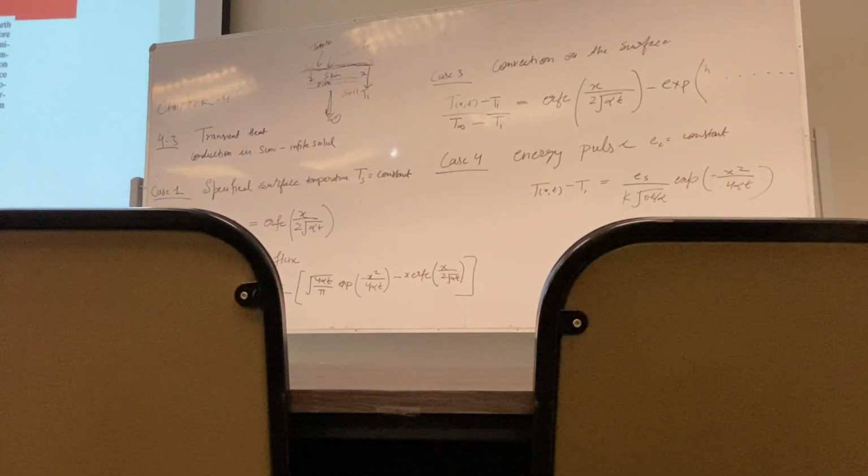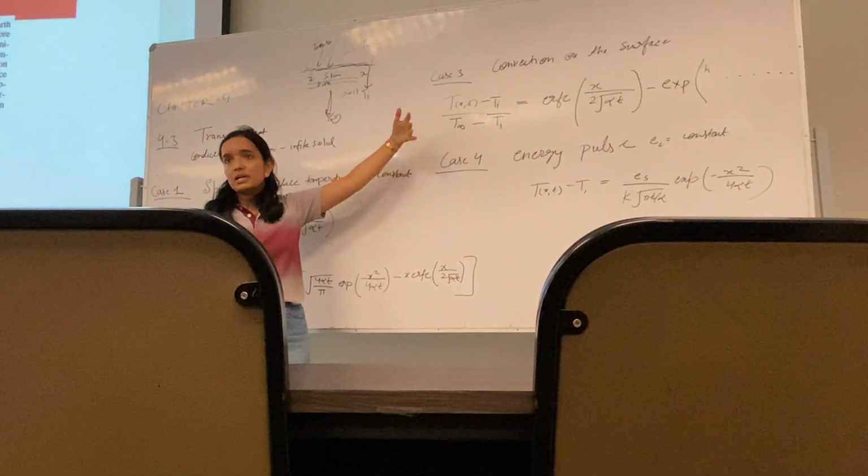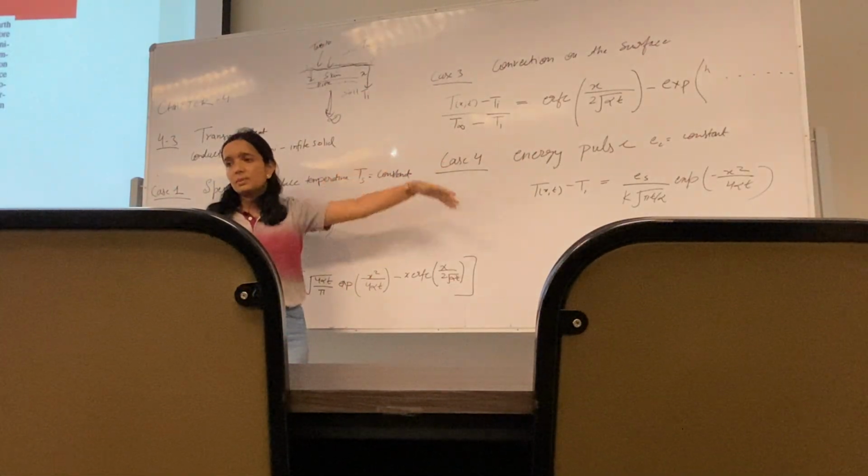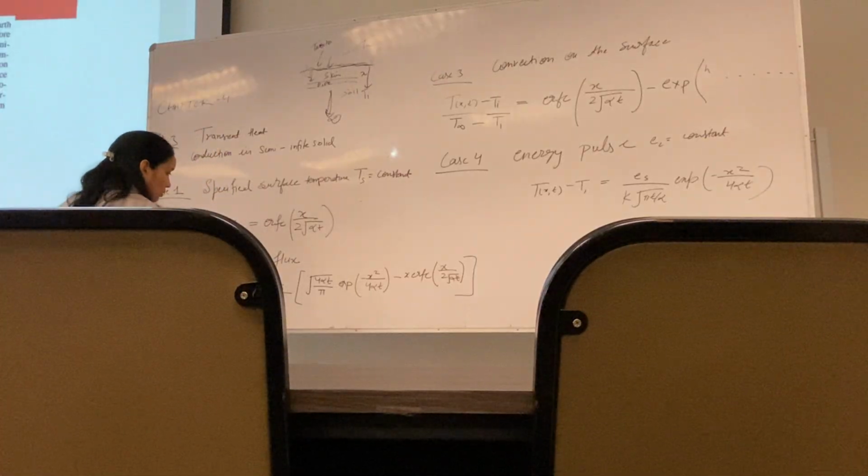So they have given a convection heat transfer coefficient. And then they are asking the temperature at this distance, this distance, this distance, this distance. The convection on the surface formula is very big, but I will show you how it becomes zero. Most of the part becomes zero.